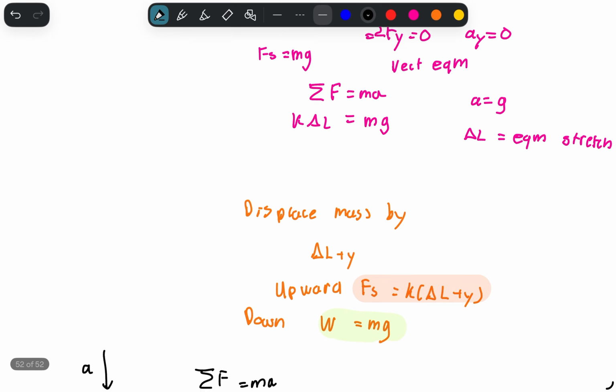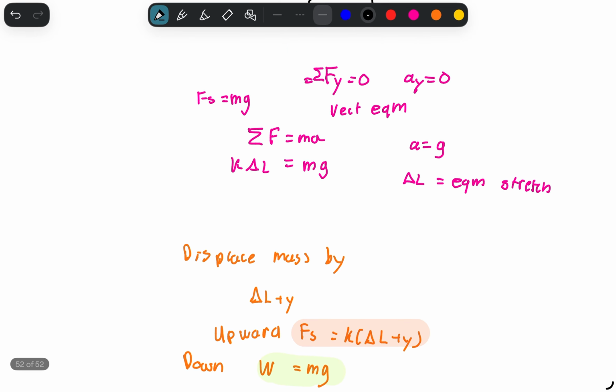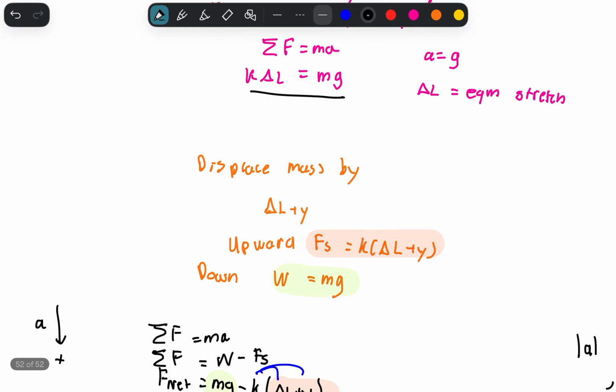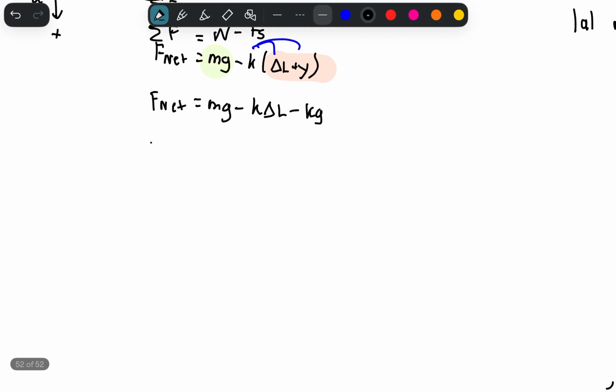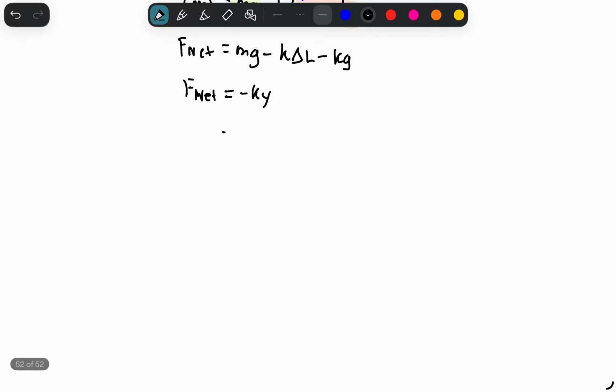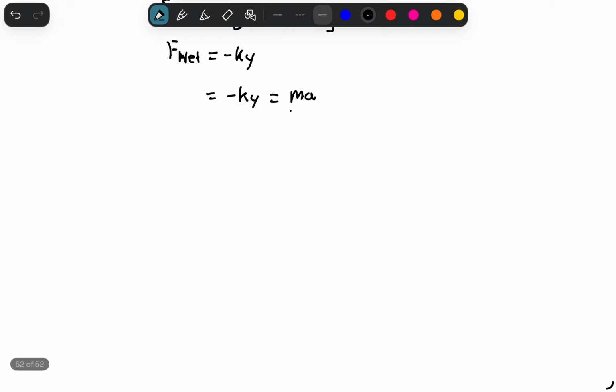So we know that at equilibrium, we had that k delta L is equal to mg. So then those are going to cancel. So F net is equal to negative ky. Then Newton's second law states that negative ky would equal ma. So if you divide both sides by m, you would get that a is equal to negative k over m times y.